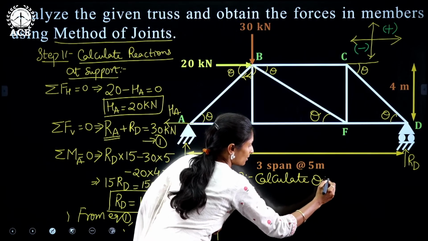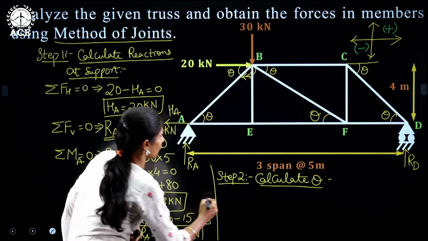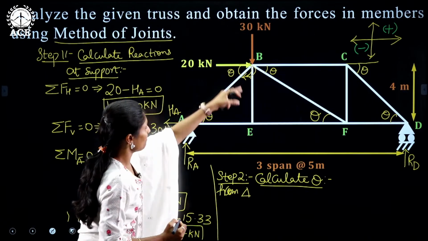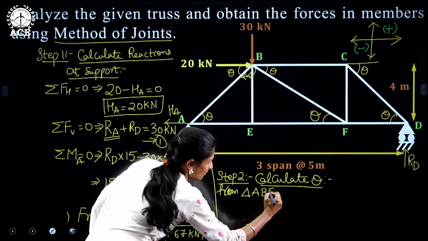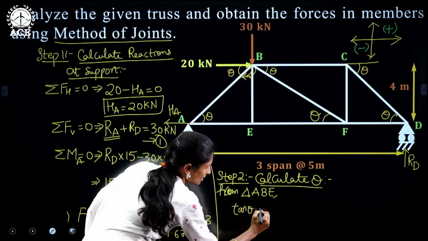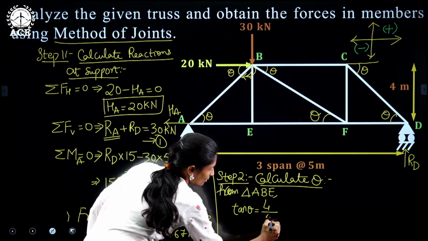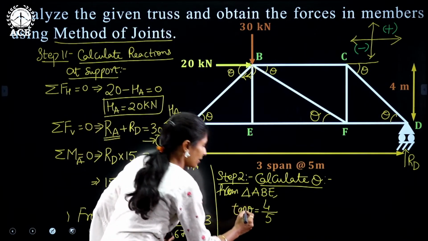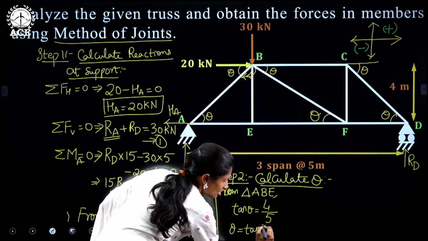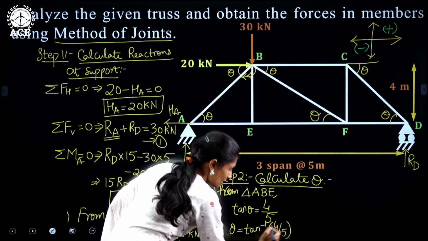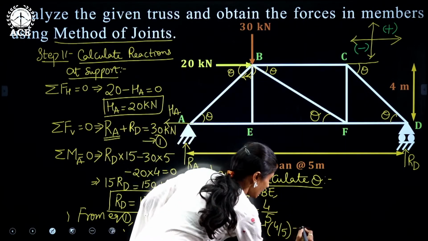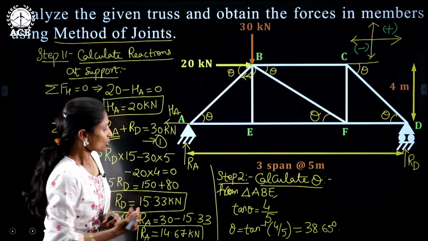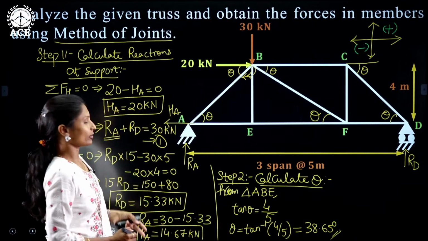Calculate theta. So how to calculate theta? If you consider triangle ABE, you can write tan theta is equals to 4 by 5, right? Tan theta equals to vertical side divided by horizontal side. So theta equals to tan inverse 4 by 5. From this we can write theta as 38.65 degrees. So we have calculated the theta, we have calculated the reactions.